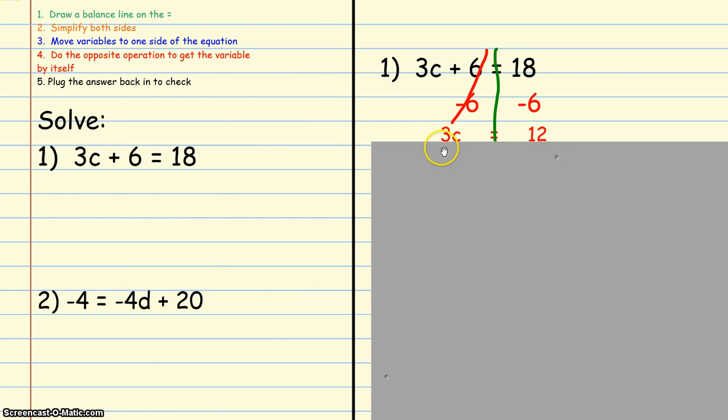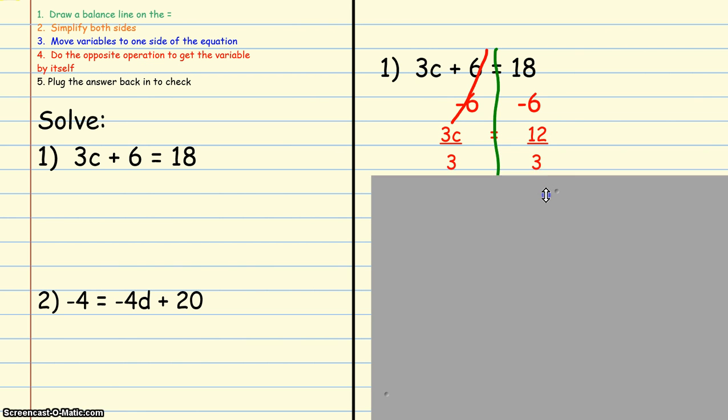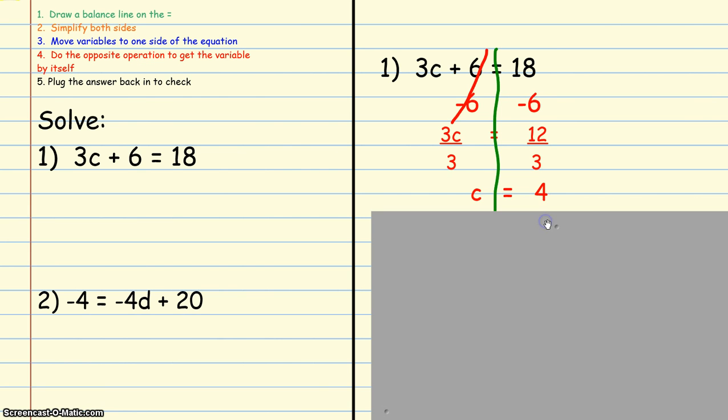Continuing to get the variable by itself, it says 3 times c, so we're going to divide by 3 on each side. 12 divided by 3 is 4, so our final answer is c equals 4. Now let's check it. If c is 4, let's plug it back in. 3 times 4 is 12. 12 plus 6 is 18. We got it correct. C equals 4.